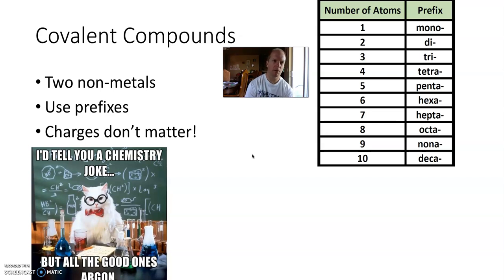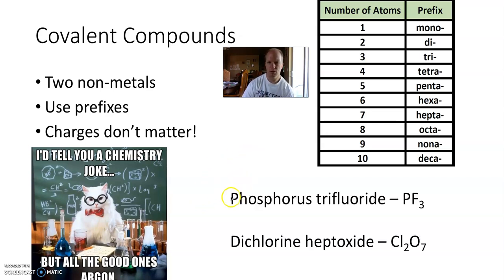Sometimes people get hung up on like, well, the 2- and the 3-, and dude, it's nitrogen and oxygen. The charges don't matter. They're nonmetals. This is covalent. Okay, remember they're sharing, right? They're sharing electrons.